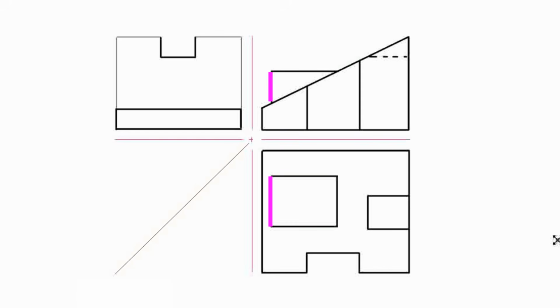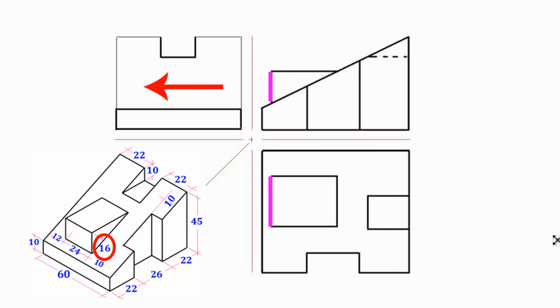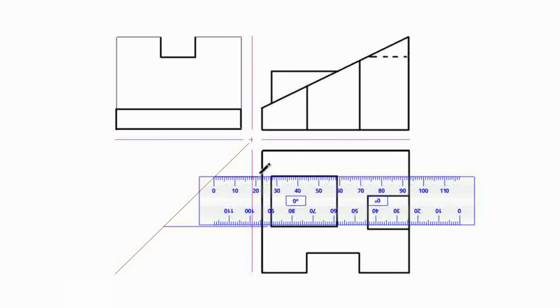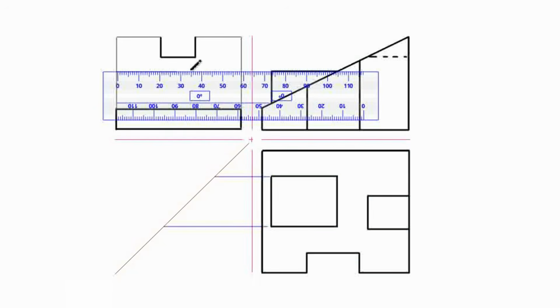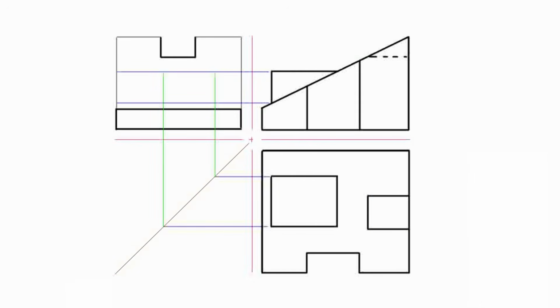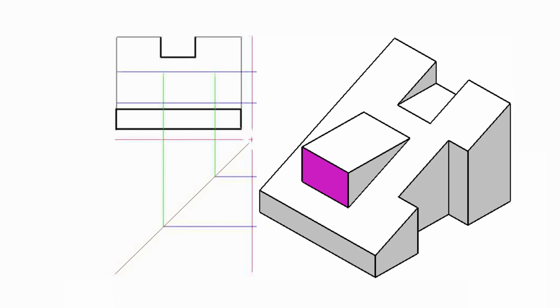Next, we have a 24 by 16 rectangle. To position this rectangle in the side view, we need height information from the front view, which is 16 units. Width information from the top view, which is 24 units. So, we project horizontal lines from the front view for height, and horizontal lines from the top view, via the 45-degree line, for width. This tells us exactly where to place the 24 by 16 rectangle.